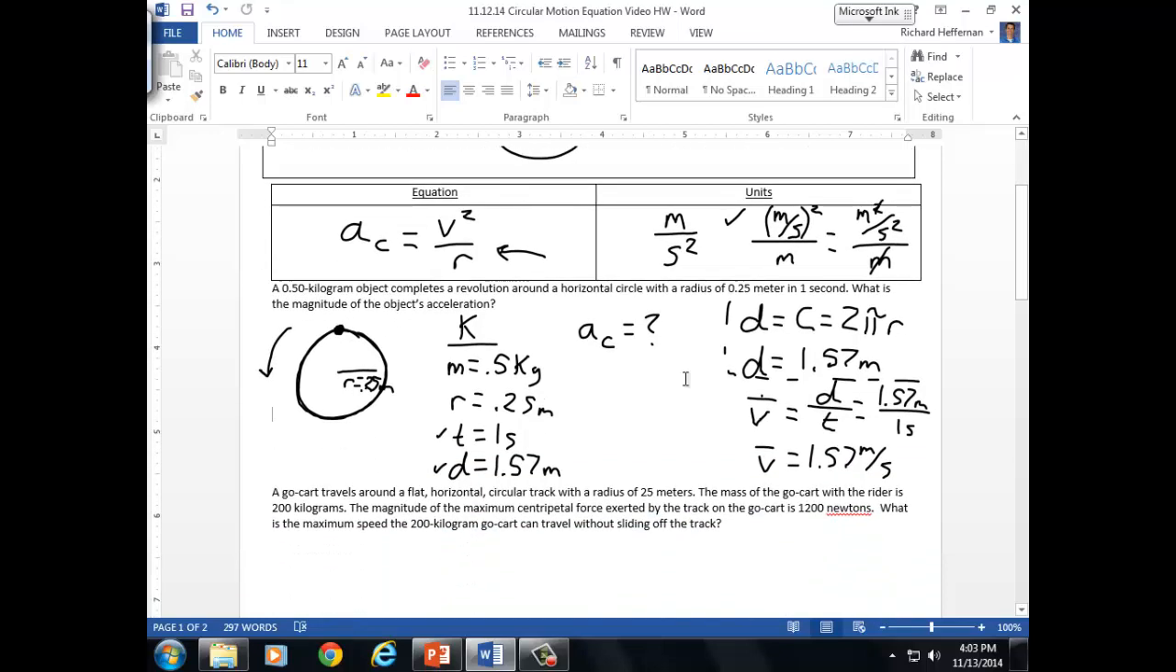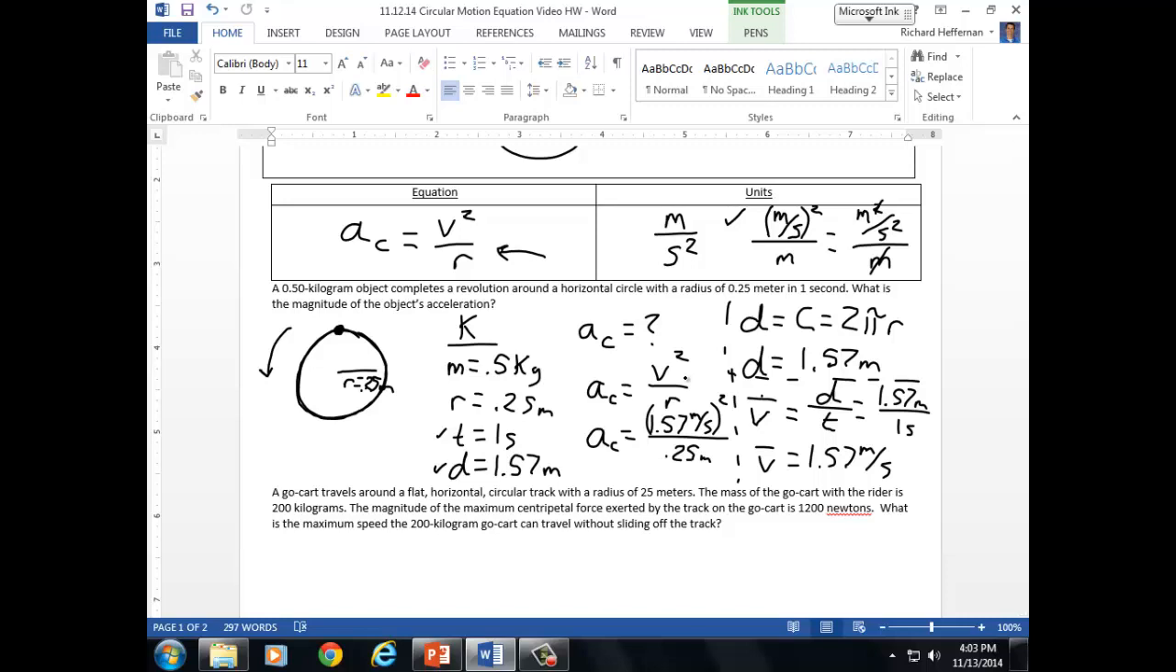We can put this together now in order to find the acceleration. We can use our centripetal acceleration equation, v squared over r. V we know is 1.57 meters per second, and all of that is going to be squared. The radius is 0.25 meters. Remember to square that as I type that into my calculator. And I got an answer of a centripetal acceleration of 9.86 meters per second squared.